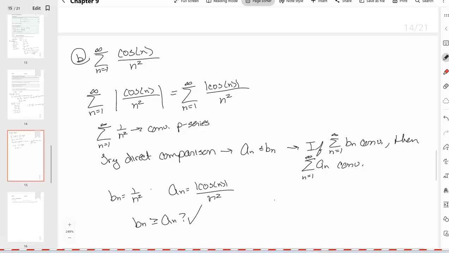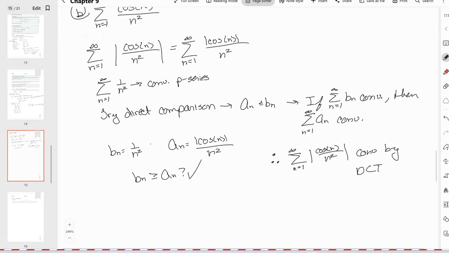Which means that this, therefore, converges. So the sum from n equals 1 to infinity of the absolute value of cosine of n over n squared converges by the direct comparison test. And I'll abbreviate that DCT.